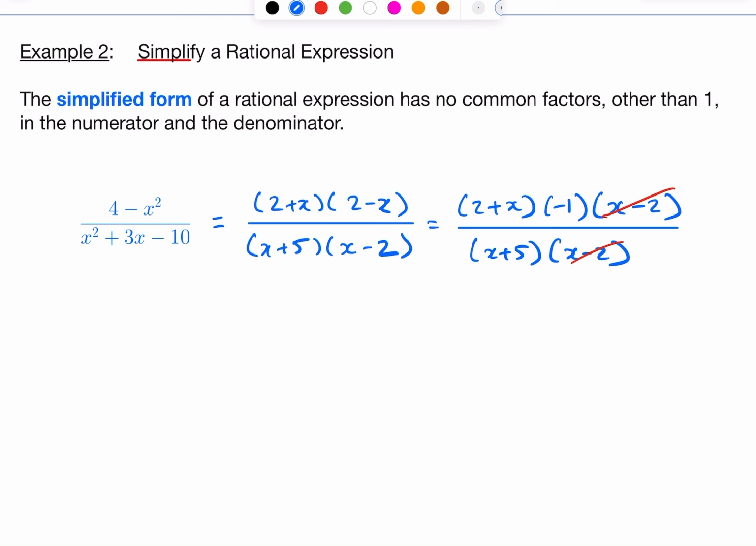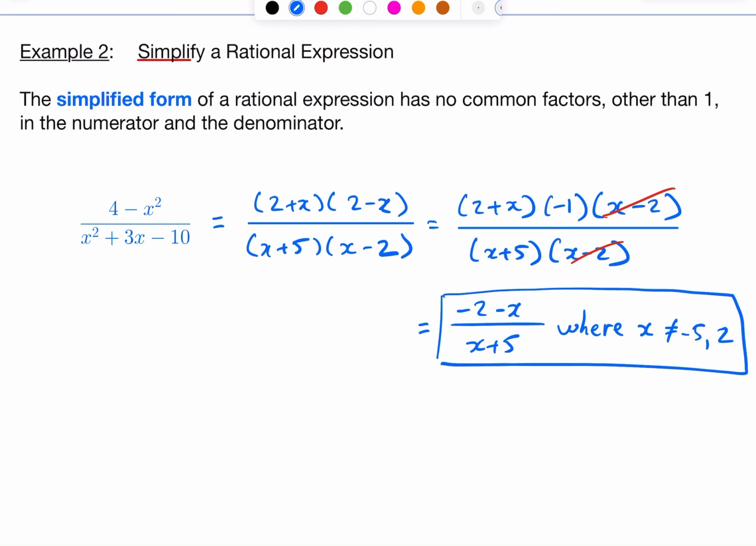And so our final answer is going to be, and I'm going to go ahead and multiply the -1 across the 2 plus x. And so we get -2 minus x over x plus 5. And then we need to specify our domain where x does not equal -5 or 2. A -5 makes this denominator 0, and a positive 2 makes this denominator 0. So this becomes our answer.